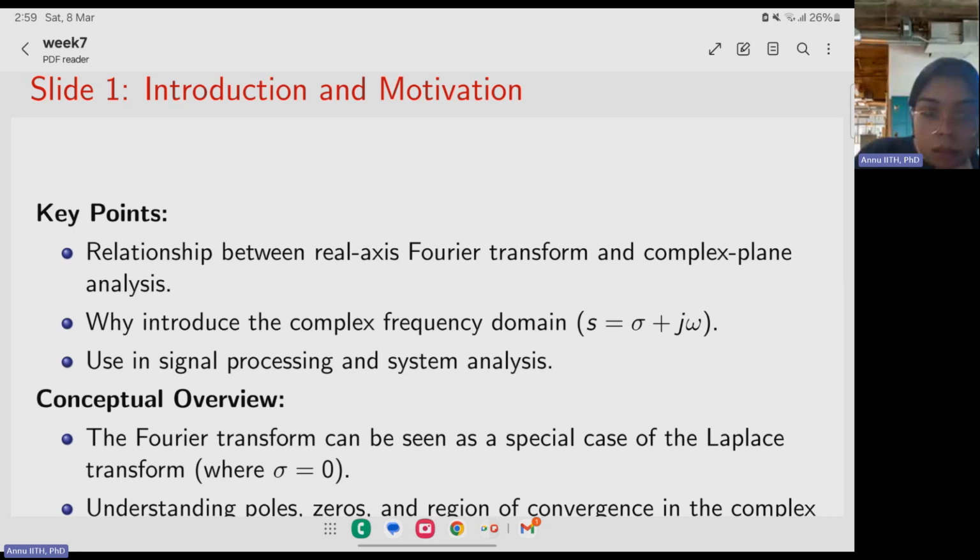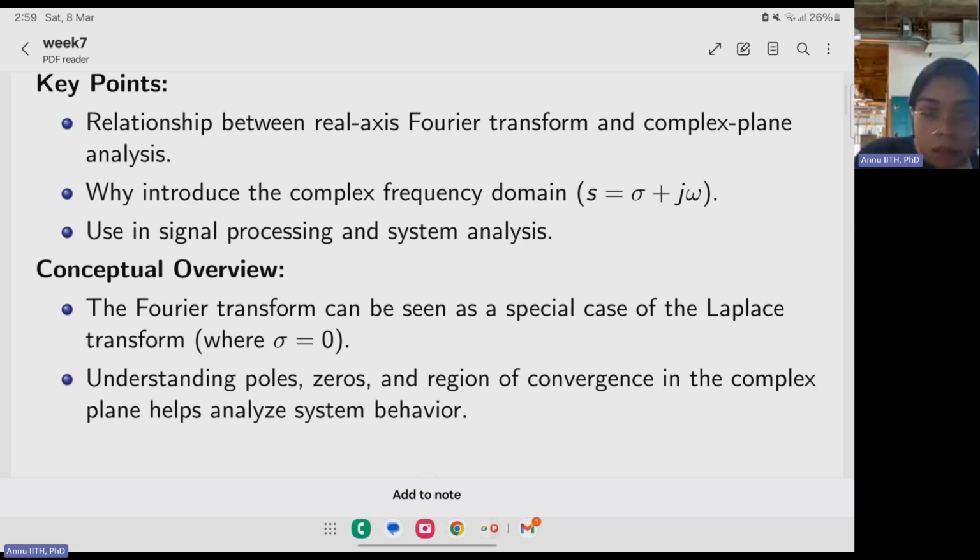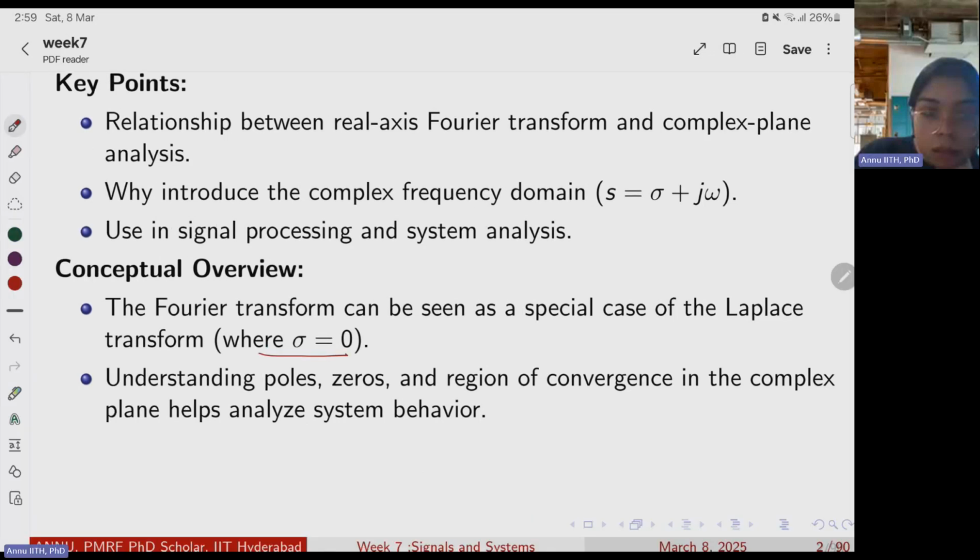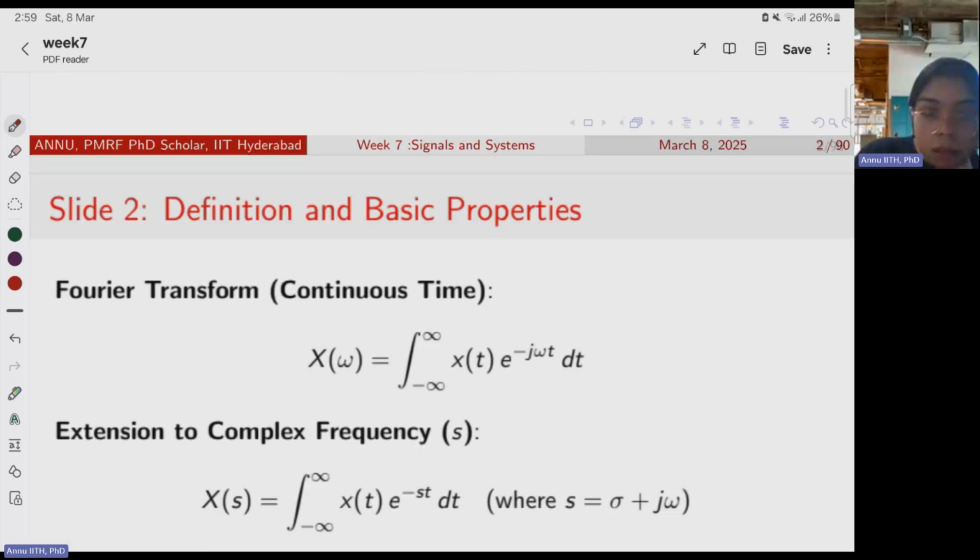From the conceptual view, the Fourier transform can be seen as a special case of the Laplace transform, when we have the real part as zero. And in the conceptual overview, we have to understand the poles, zeros, and the region of convergence in complex planes. That helps analyze the system behavior.